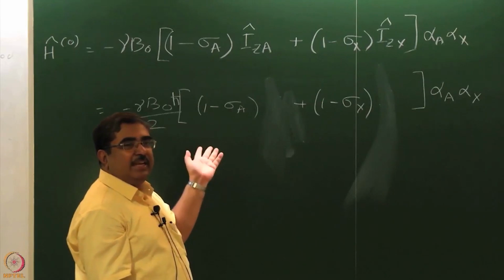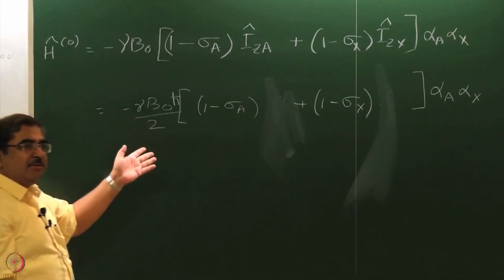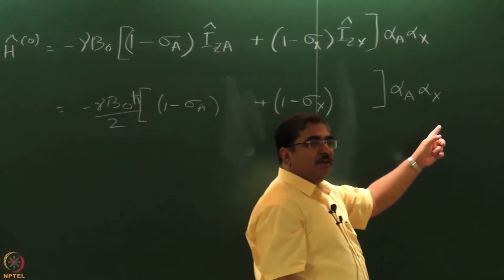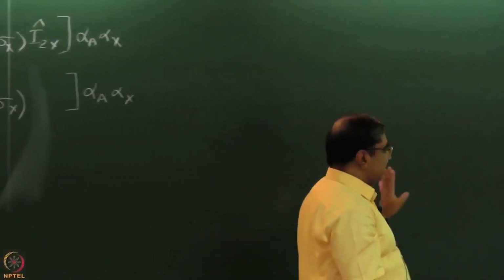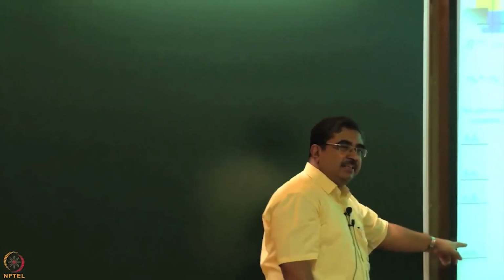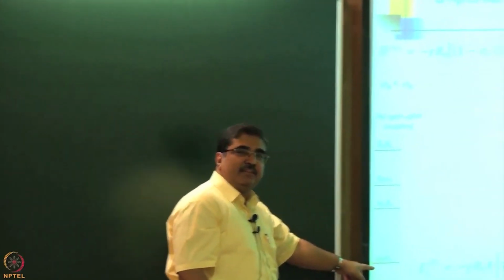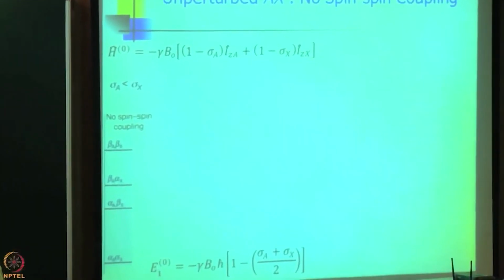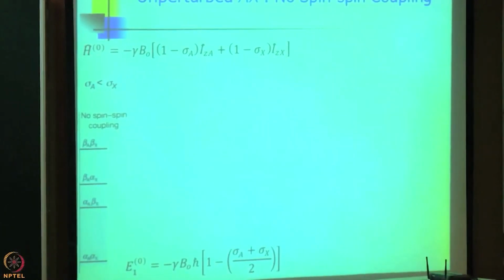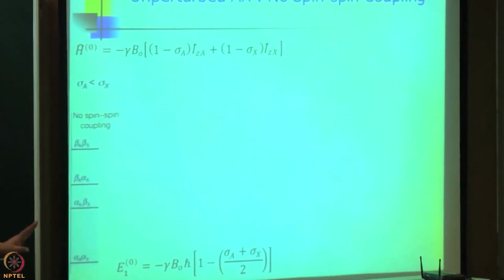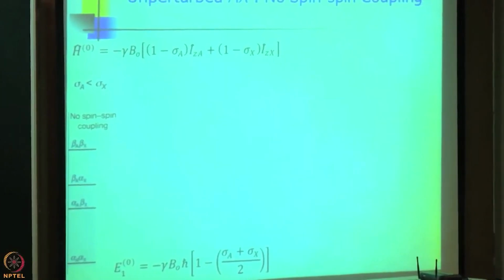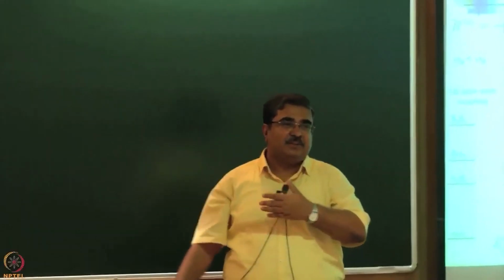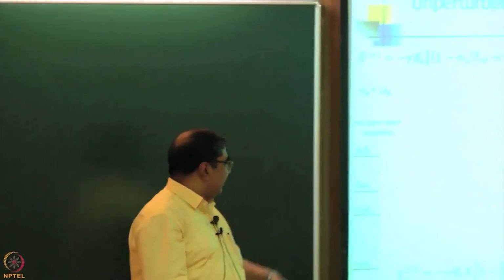What is the energy in that case? Is this an eigenvalue equation? Yeah. So, whatever I have here, this is the energy of the alpha a alpha x state. This is the unperturbed energy of the first level, the lowest energy level. E10 is equal to minus gamma b0 h cross. Then I have written 1 minus sigma a plus sigma x by 2. Does this follow from that or not? Actually, I have just taken 2 inside, that is all. Okay? So, this is the form in which I write it.